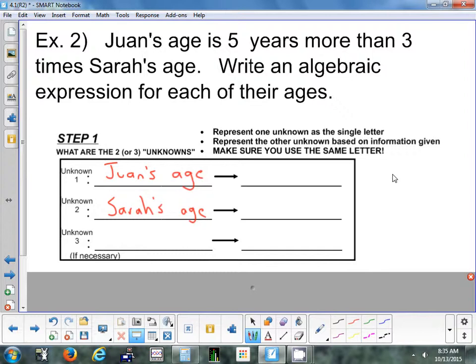Which one is going to get the single variable, Juan's age or Sarah's age? Sarah. I'm asking you why. What do we say the rule was? Use the same letter. I agree with that, but why is Sarah going to get the single variable?